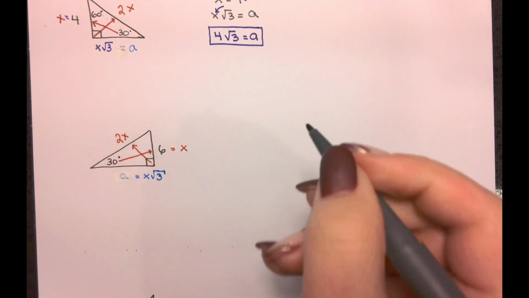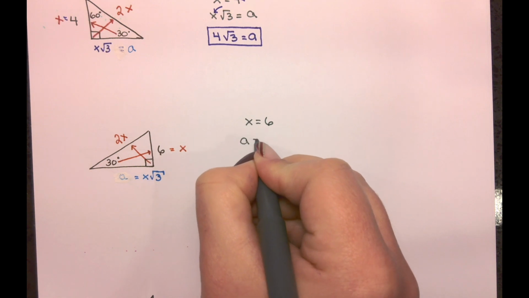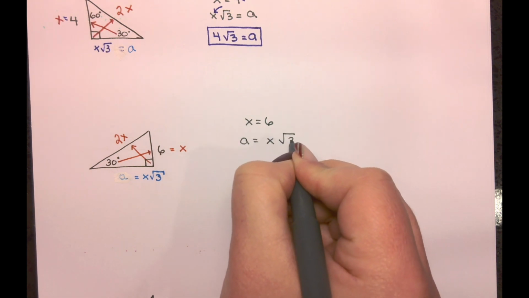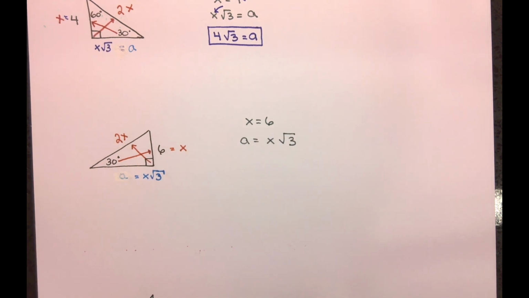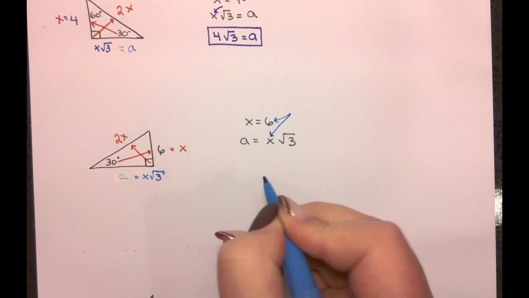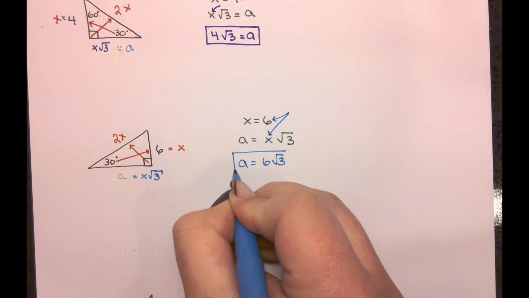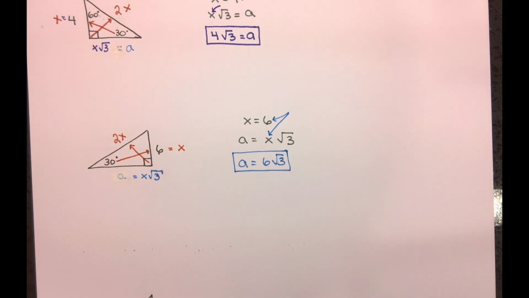Step number 2, set up mini equations. You got x equals 6. You got a equals x root 3. Solve for x. Okay, well, that's done, right? You're going to replace it. You got 6 root 3 as your unknown side.